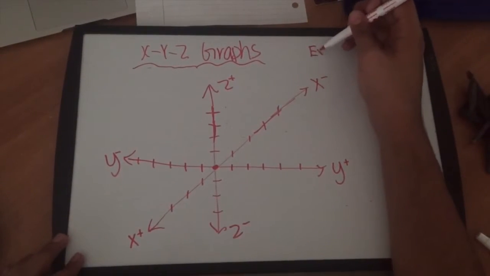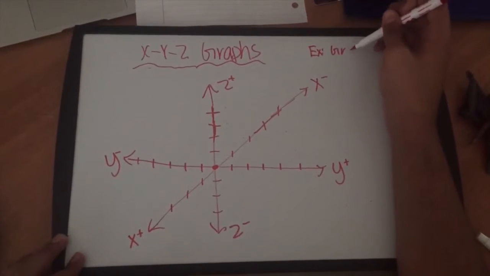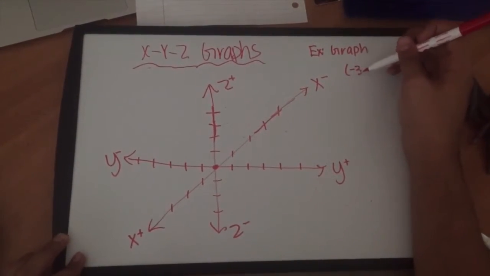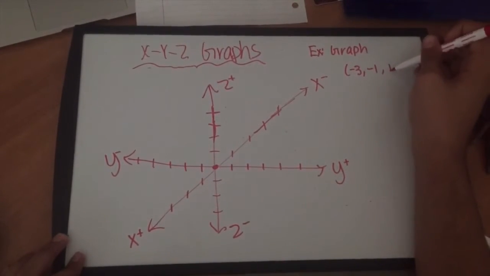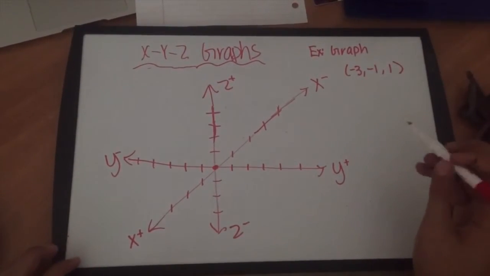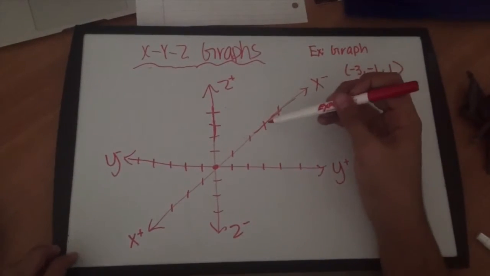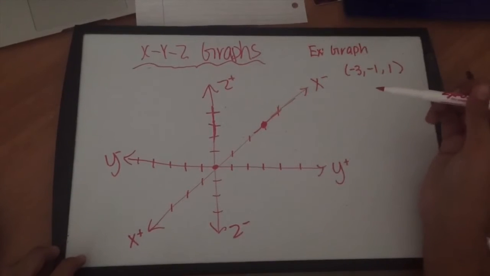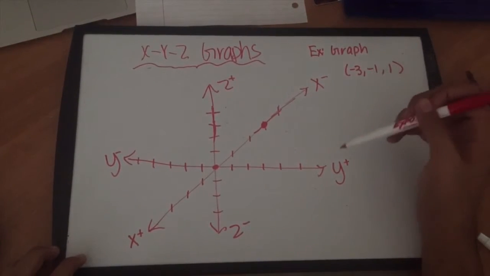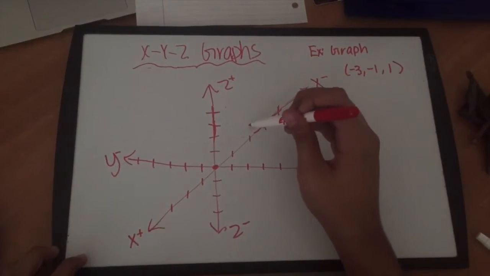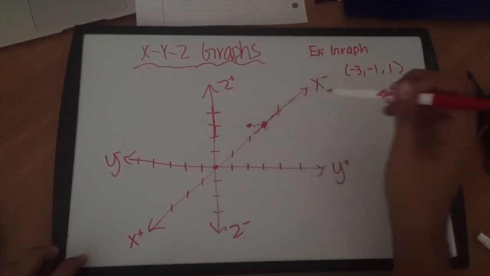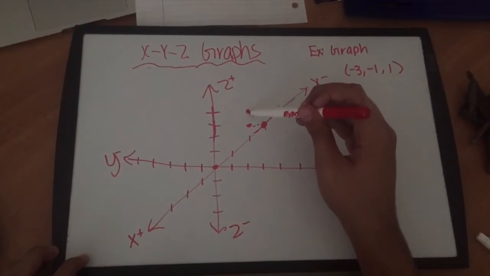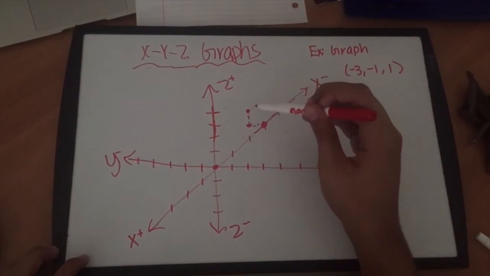For an example, let's find the point -3, -1, 1. Now since the x-axis is flipped, we would go +3 instead of -3. Then left one space on the y-axis, and then up 1 space on the z-axis. And that is your final point. You can erase the other points.